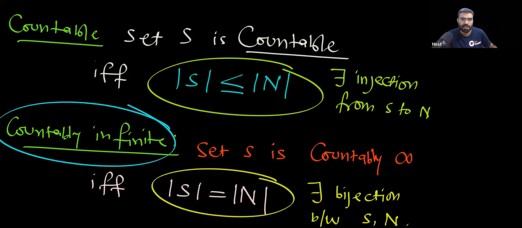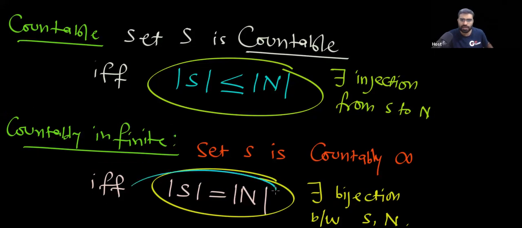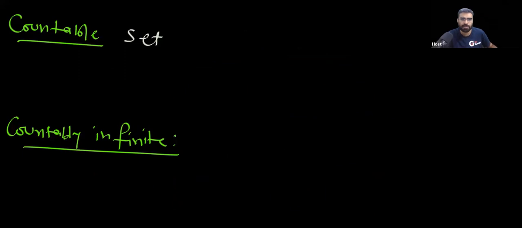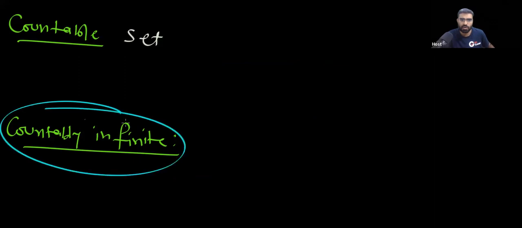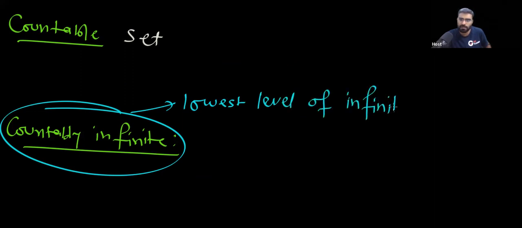And when can I say countably infinite? Countably infinite means the cardinality of set S is equal to the cardinality of set N. So this is the definition of countable and countably infinite. Also remember, countably infinite is the lowest level of infinity. Is this clear? So countably infinite is the lowest level of infinity.